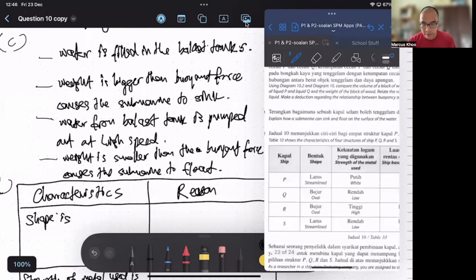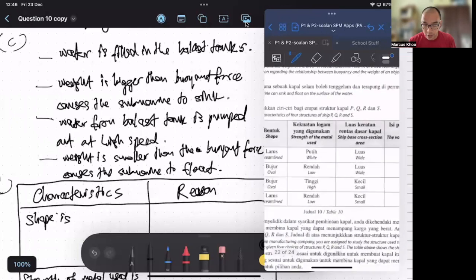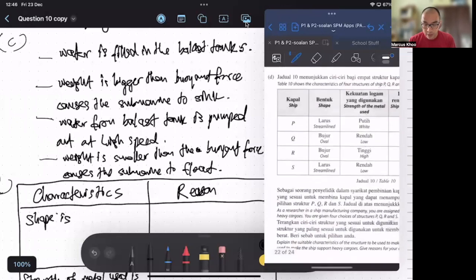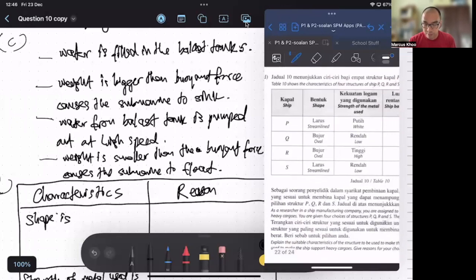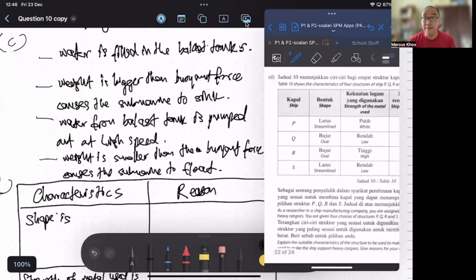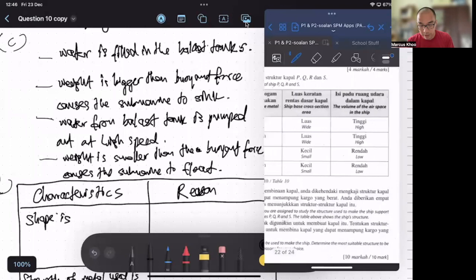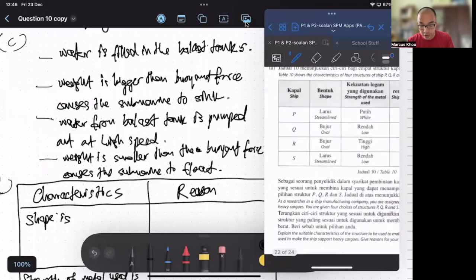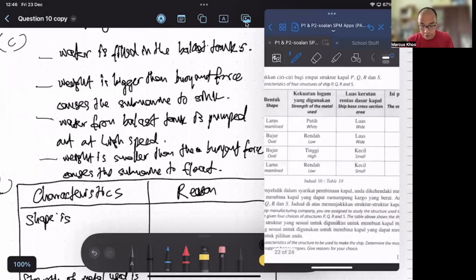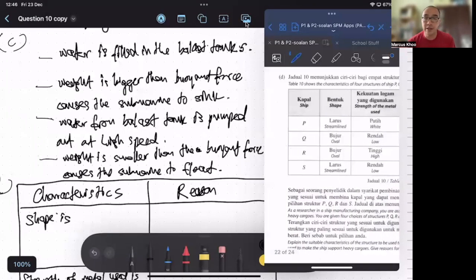Okay, table 10 shows the characteristics of 4 structures of ship PQRS. Different ships. So as a researcher in a ship manufacturing company, you are assigned to study the structure used to make the ship support heavy cargo, so heavy cargo ship. You're given 4 choices of structures, PQRS. The table above shows the ship structure. So explain the suitable characteristics. This is a section B question, very normal.